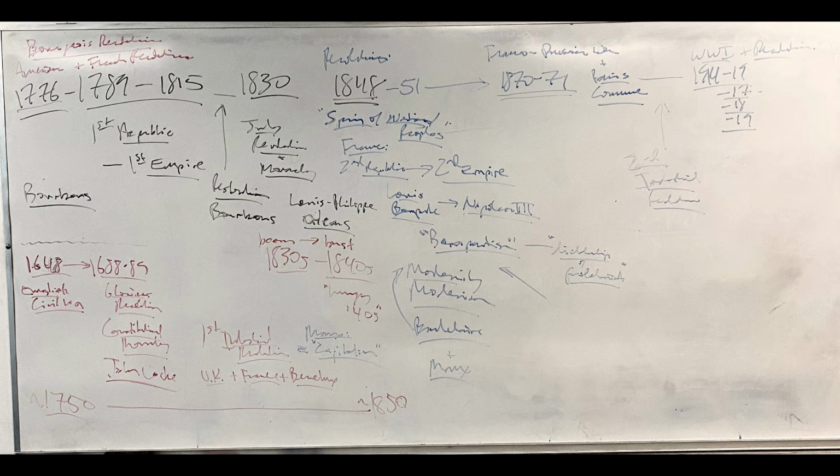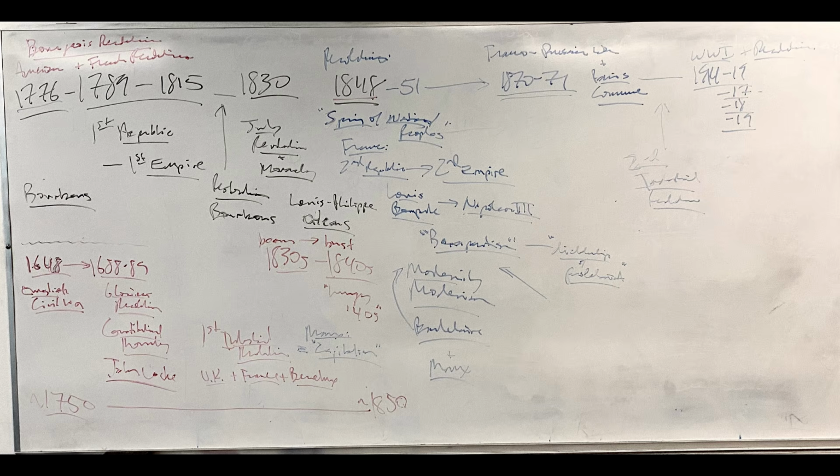The English Civil War and the Glorious Revolution of the 17th century. Part of the instigation for the French Revolution is the centenary of the English Glorious Revolution. And what did the English Glorious Revolution accomplish? It accomplished a constitutional monarchy.